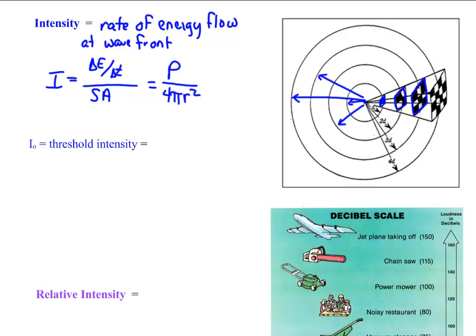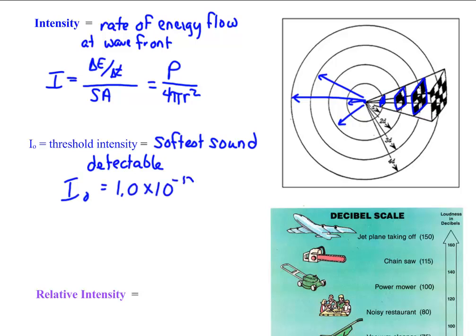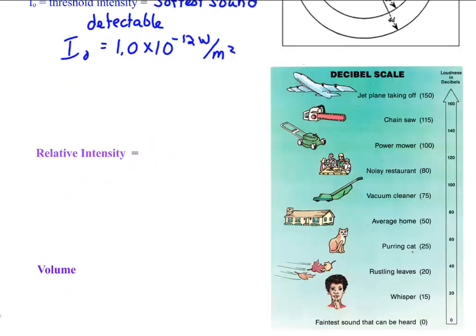Something called the threshold intensity is the softest sound that humans can detect. And people have put a numerical quantity on this. I sub 0 is 1.0 times 10 to the negative 12 watts per meter squared. So it's a pretty tiny number. Relative intensity gives us a scale of intensity of our sound compared to threshold intensity. And so relative intensity is the intensity divided by I0. And again, that gives us a ratio, but it's not terribly useful.